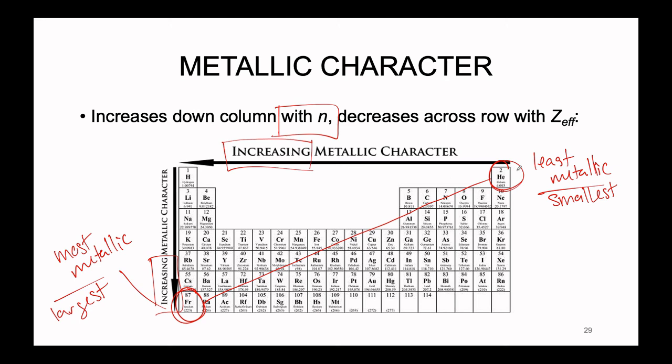So helium's almost always going to behave as a non-metal. It is going to be very small, versus francium is very metallic and it's very big. So those are going to be the two periodic trends that we're going to introduce today: the metallic characteristic and the size of your atom.